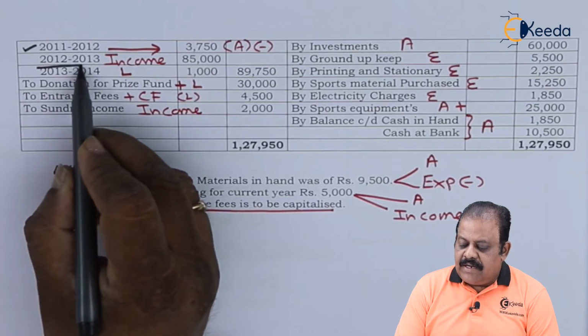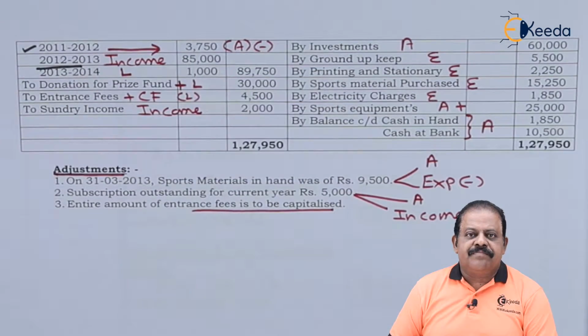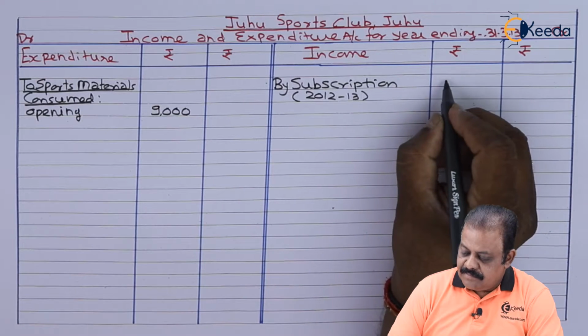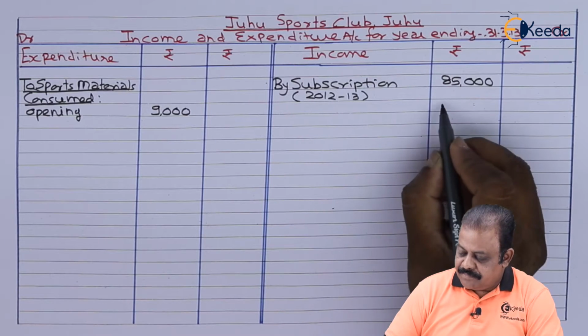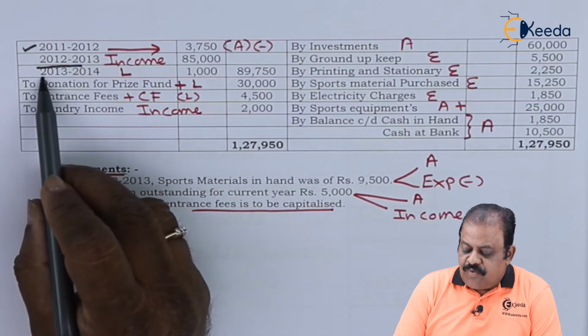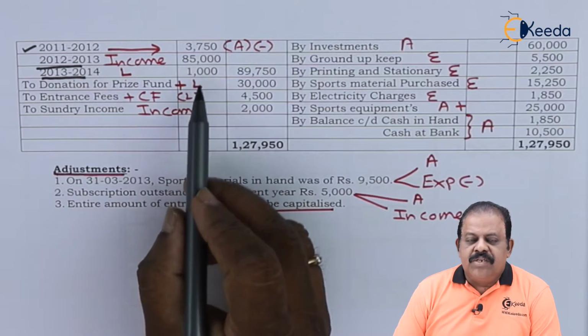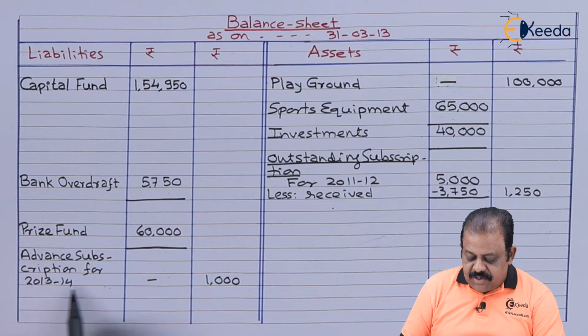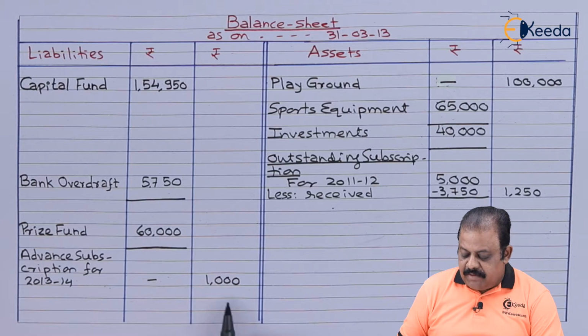Subscription received for current year 85,000. This is subscription received for 2012-13. Next, subscription received for 13-14. Amount is 1,000. This is subscription received in advance. It's pre-received income. It will be recorded on liability side. Advance subscription for 2013-14, amount is 1,000.